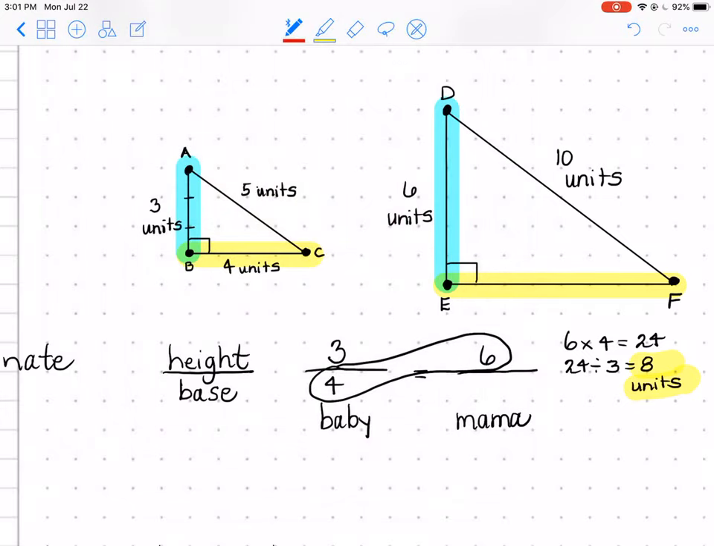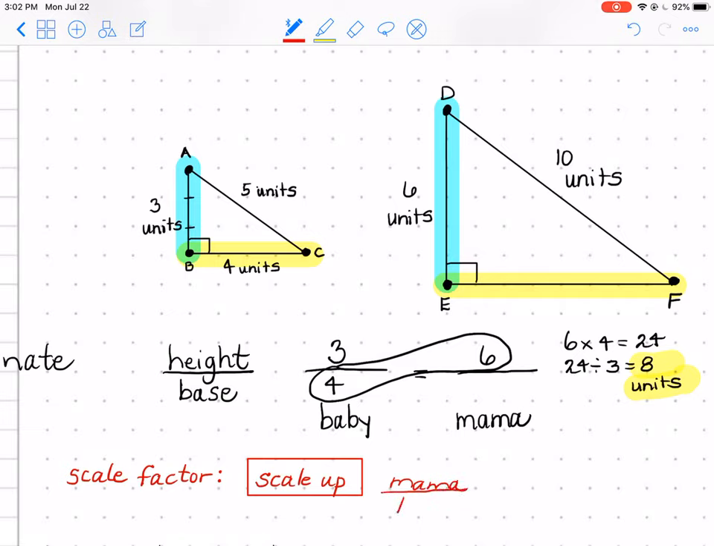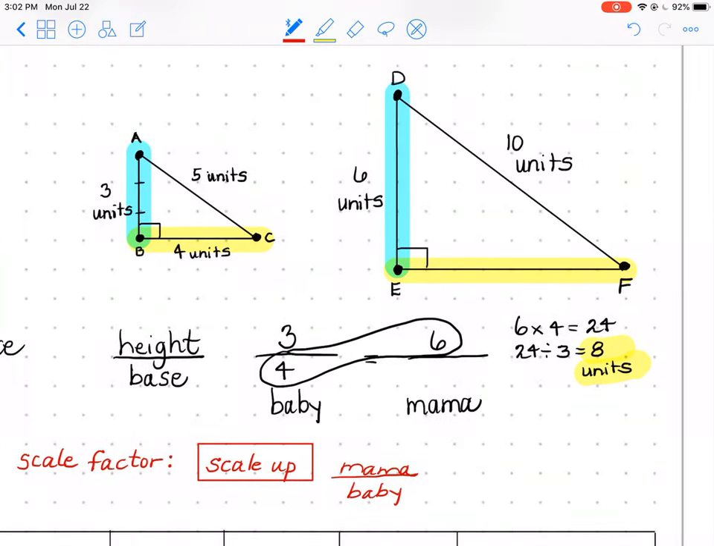Scale factor refers to how much bigger or smaller one shape is than the other. So if you want to scale up, for example, if you want to know how much bigger mom is than baby, here's what you would do. You would put mama's dimensions on top. And I'm going to show you how this works. So just hang with me 1 second.